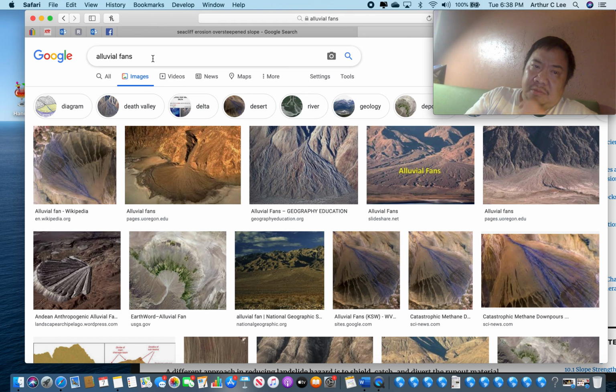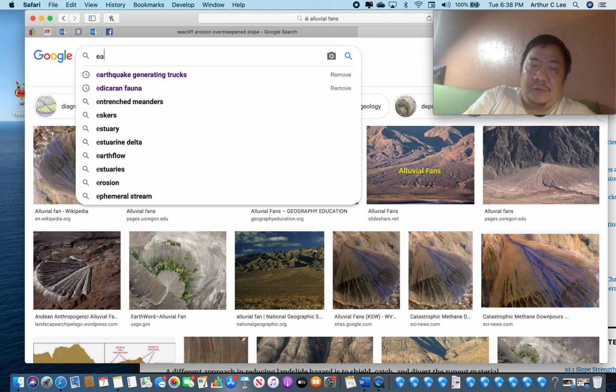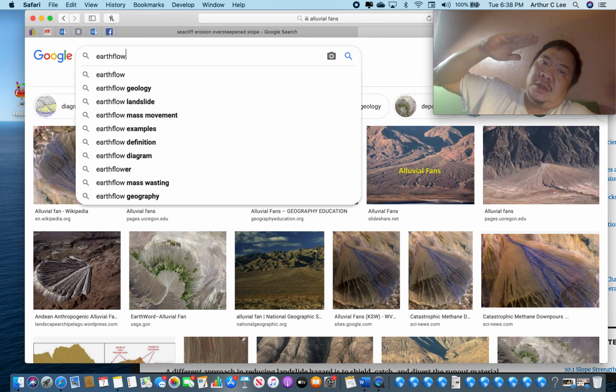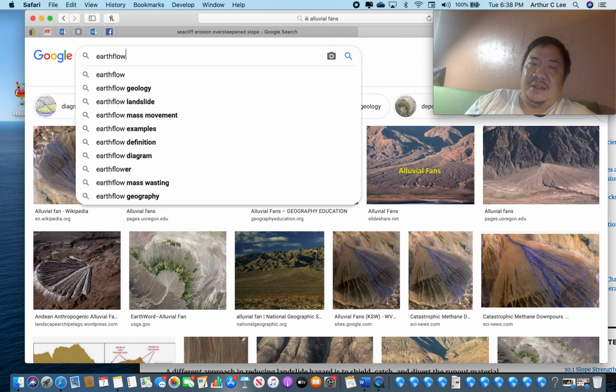Mud flows. Next one we're going to talk about is an earth flow. So the fastest is an avalanche, then ordinary rock falls, then rock slides, then mud flows, and the next fastest is an earth flow.